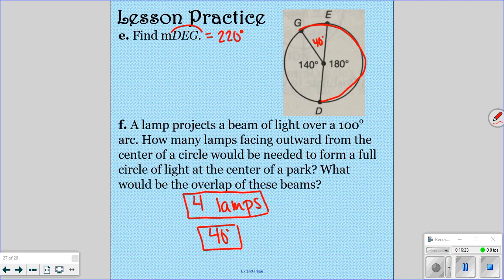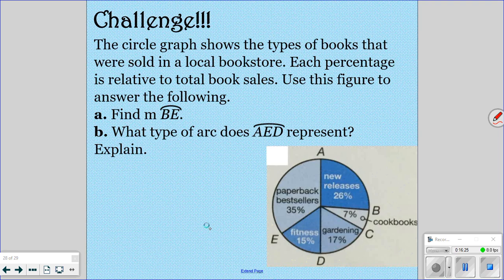Okay, so now let's look at the challenge question. So y'all try this one by yourself, and then once you unpause the video, I'll go over it. So we want to find the measure of angle BE. So the first thing we need to do is find the percentage that goes with it. So that would be 7% plus 17% plus 15%. So that is 39%.